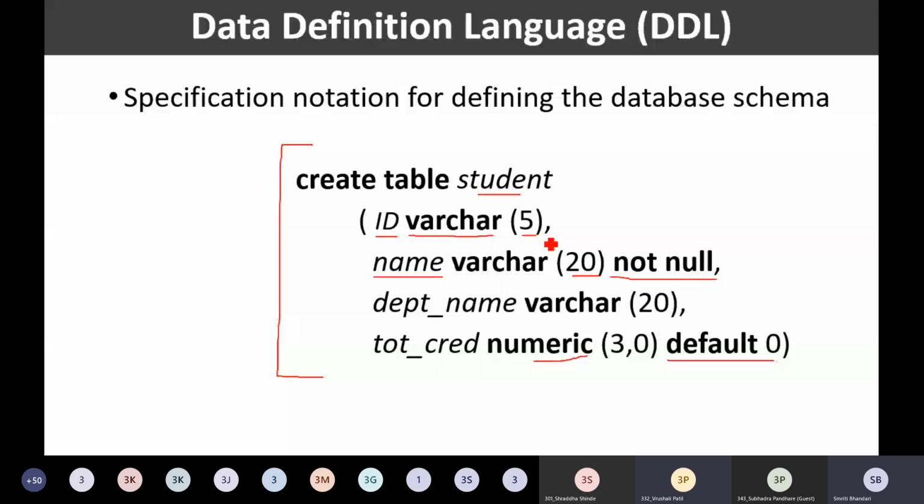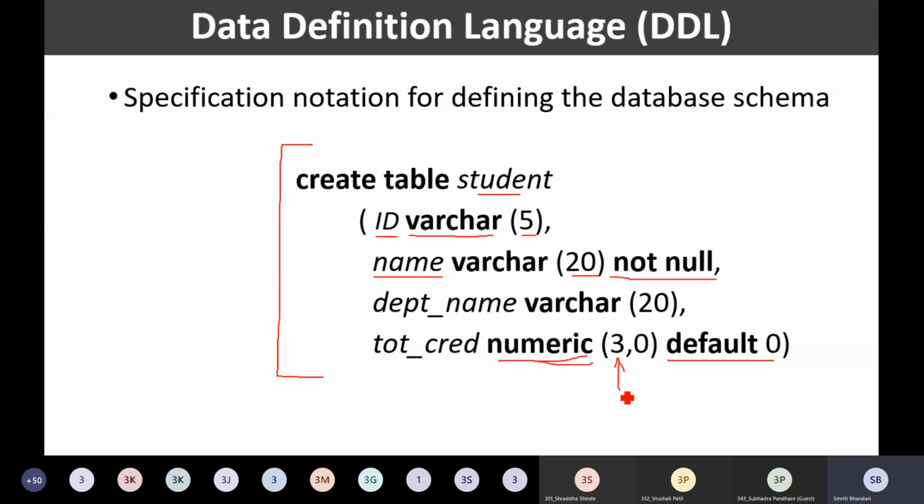That 3,0, I didn't understand. 3,0. Okay. So as I mentioned, total credit is the number. So the data type that we are having in SQL or data definition language is numeric. So we are mentioning here numeric, and 3 means we may have maximum 3 digits. So the highest number that we can store is 999. And this is the precision actually.